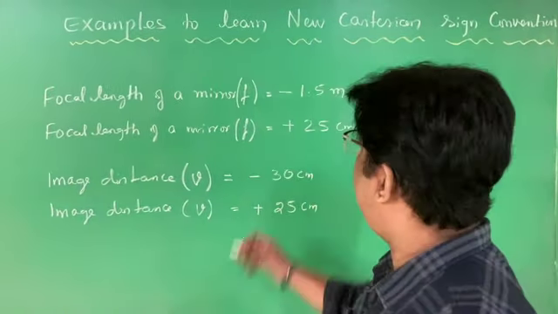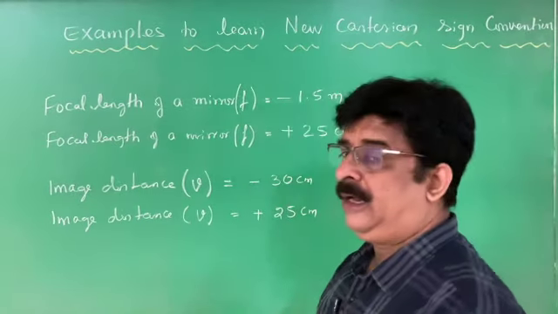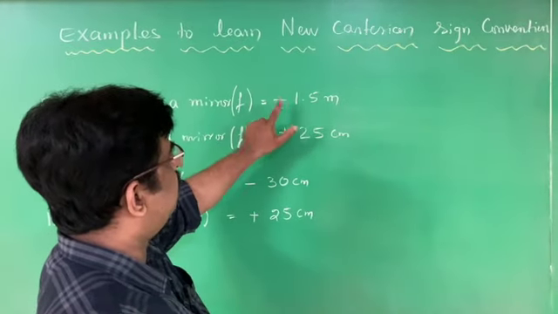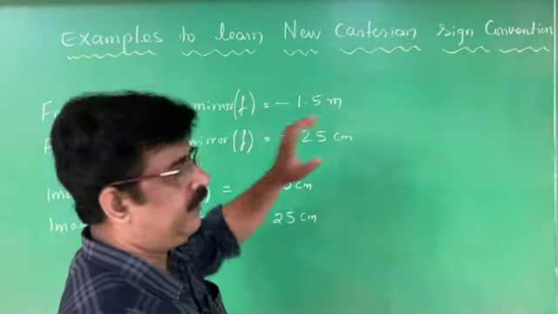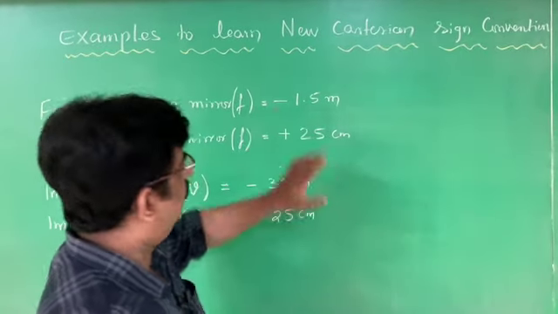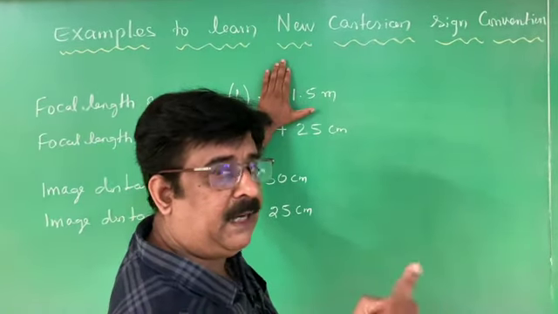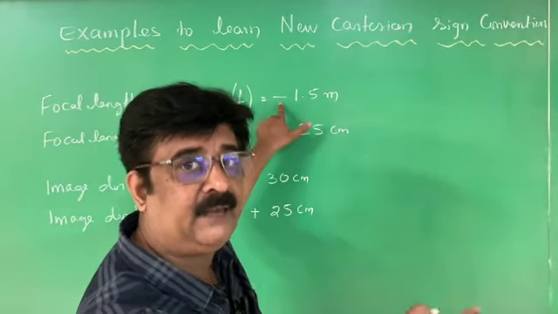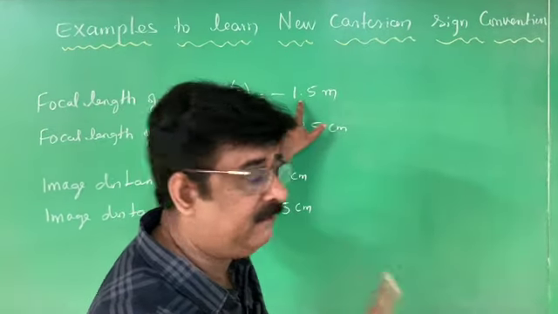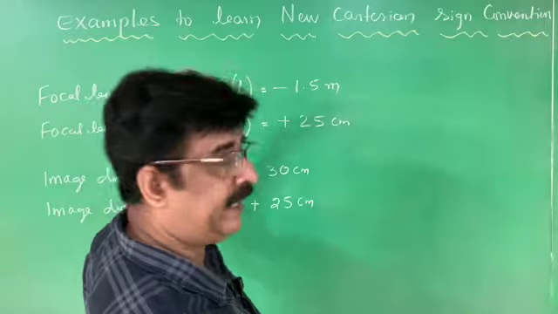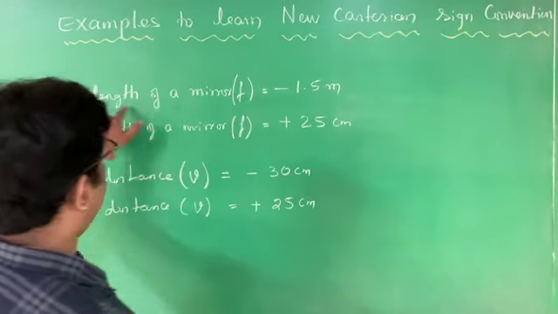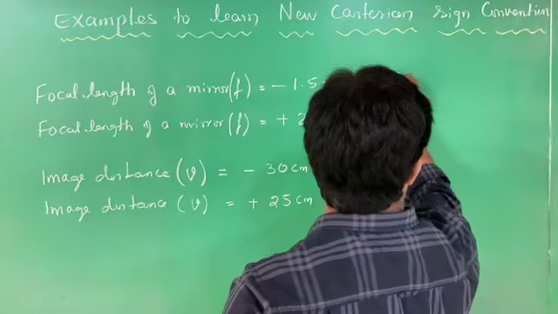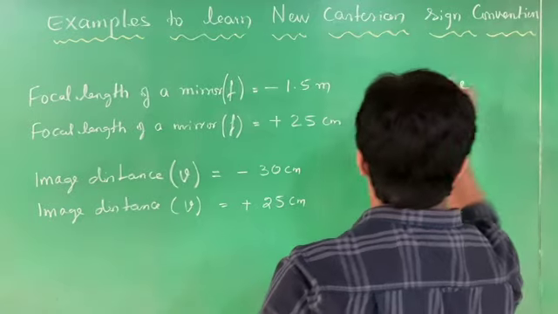It means to say that minus stands for concave. This mirror is a concave mirror, therefore its focal length is taken as minus 1.5. It is 1.5 meter only, but the focal length is taken on the negative side of the graph. The number is not negative; where it is situated, it is on the negative side of the graph. Therefore, focal length of the mirror is minus 1.5. Then we can easily say that it is a concave mirror.